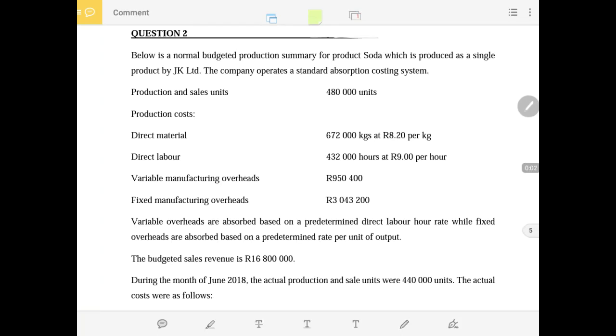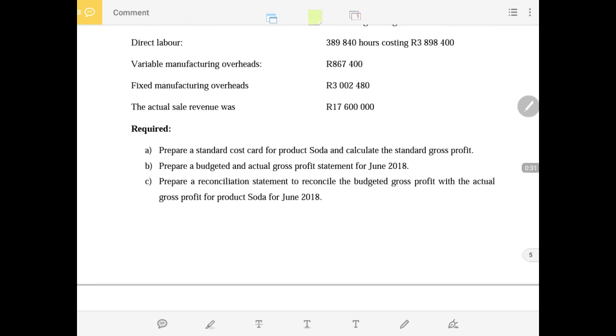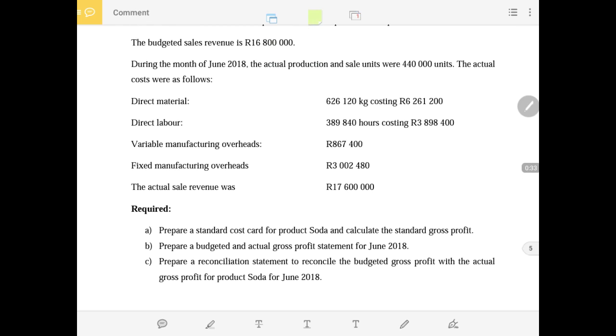Good day, students. Once again, I am back with another video on standard costing, and this is the standard costing question where we do the reconciliation, then where we do the income statement, budgeted and actual, then after do the reconciliation of the budget, vice versa the actual, or reconcile the budget to the actual income statement through the analysis of the variance. So here are our requirements.